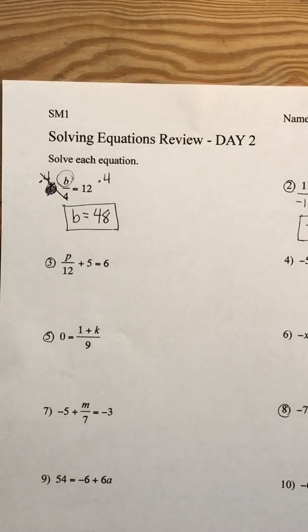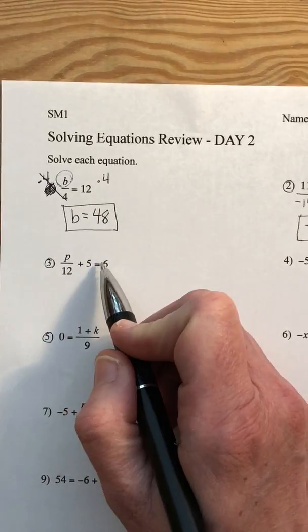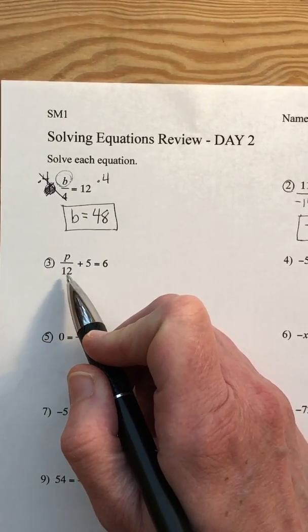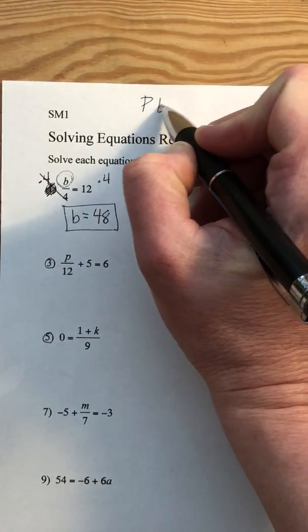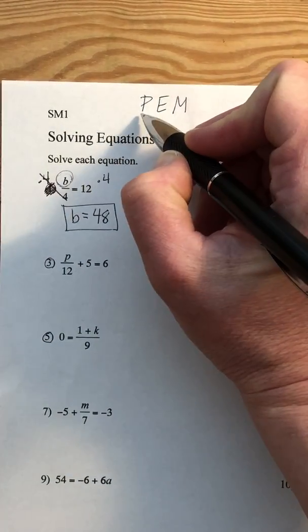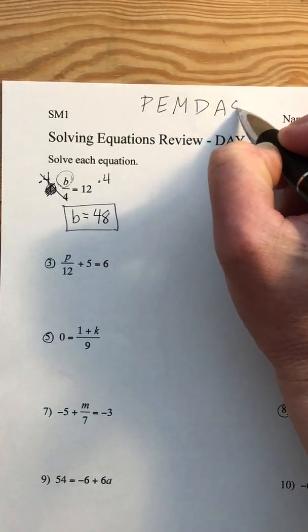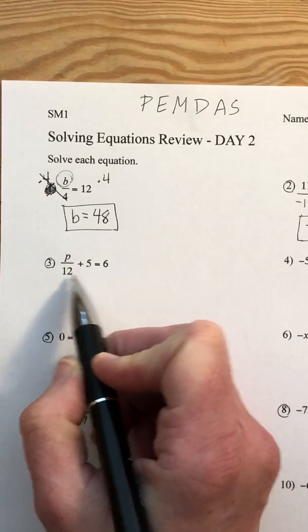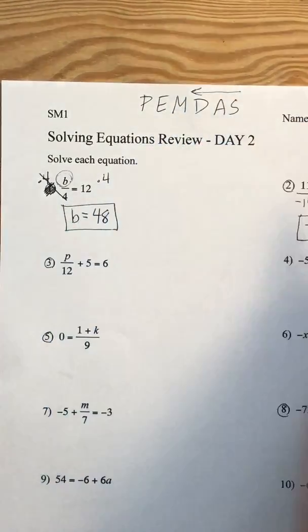Okay, let's take a look at number 3. Here we have a two-step equation. Yesterday, Mr. Larson was talking about how when we do a two-step equation and we're trying to figure out what to get rid of first, do we get rid of the 12 first or do we get rid of the 5 first? Think about doing PEMDAS backwards. PEMDAS is parentheses, exponents, multiply, divide, addition, and subtract. So when we're trying to figure out what to undo first, we're going to be looking at this backwards.